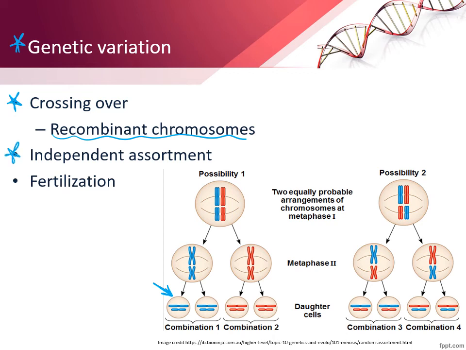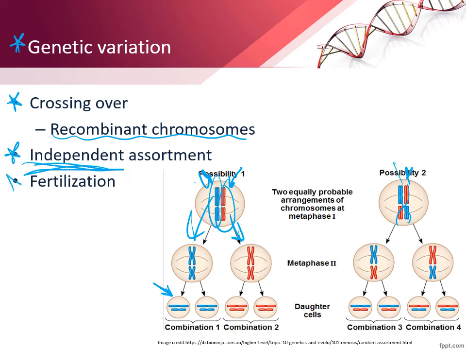Independent assortment simply means that we're not necessarily going to send all of dad one way and all of mom the other way in these divisions, but instead those chromosomes are going to line up on each side of the middle of the cell independently of each other. So mom's chromosomes will line up independently of the other mom chromosomes. We don't have a dad side and a mom side. We have lots of random combinations. Different ways that those chromosomes can line up and be separated during anaphase 1.